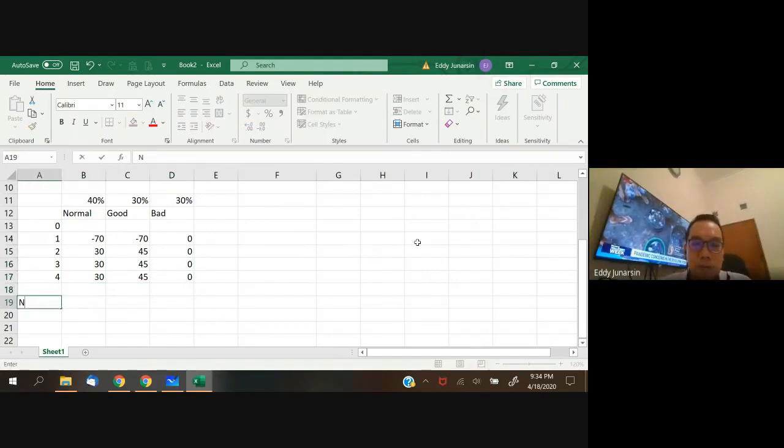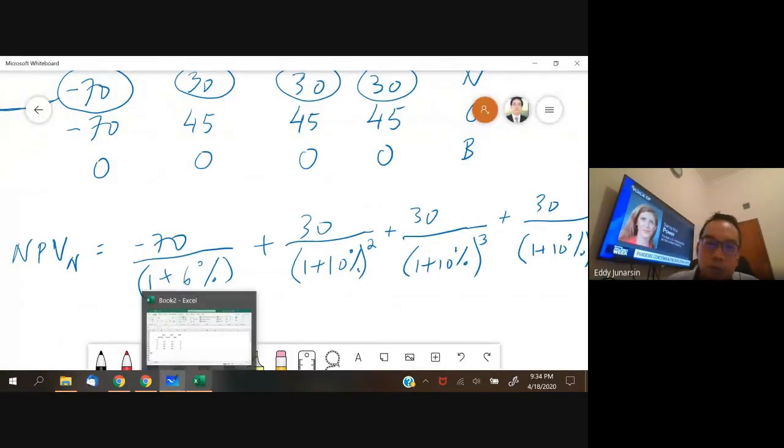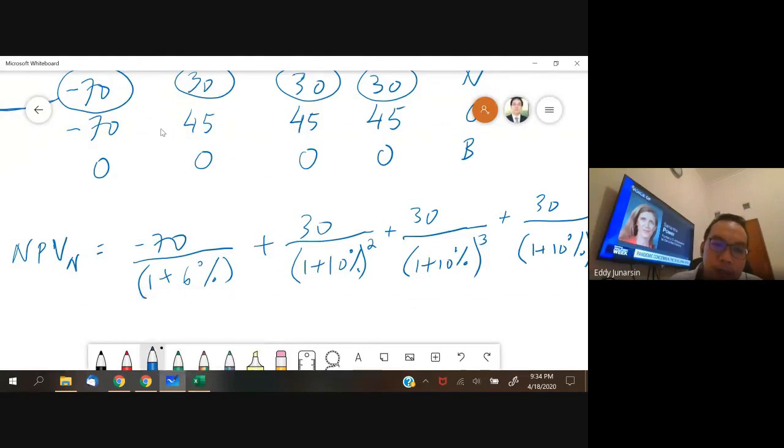Okay, so as we calculate the NPV, now be careful. So I choose to do it manually because the denominator is not the same for all, because we choose to use the basic rate as the discount factor for the initial investment. So we use the basic rate instead of the cost of capital. But for all the cash inflows, of course we use the cost of capital.